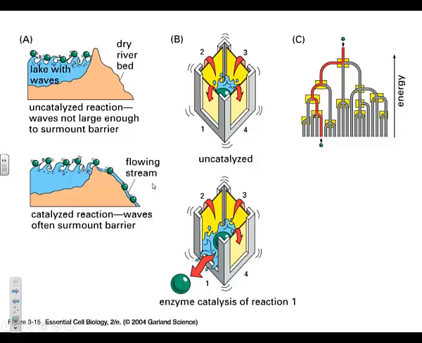So you can think of this barrier like a wall that has to be overcome. It can be overcome by heat, but heat is not a useful form of energy. Instead, in the cells, enzymes help to reduce this barrier or this wall.